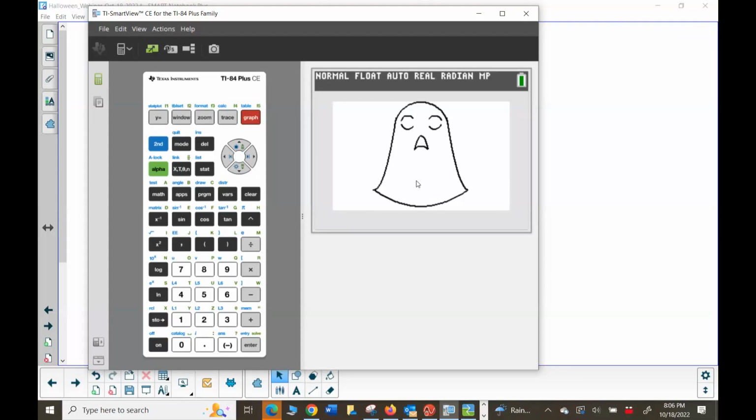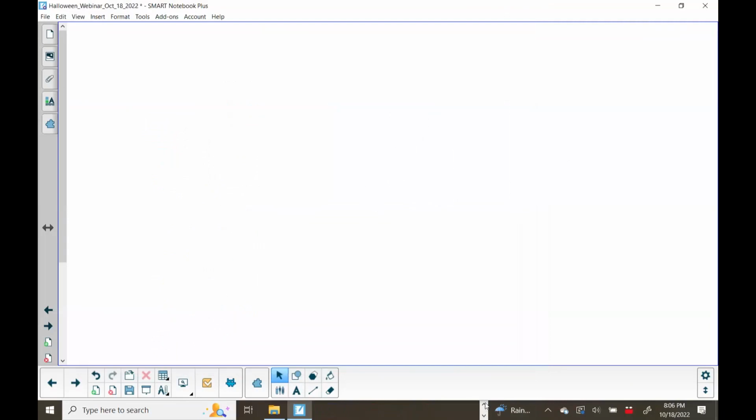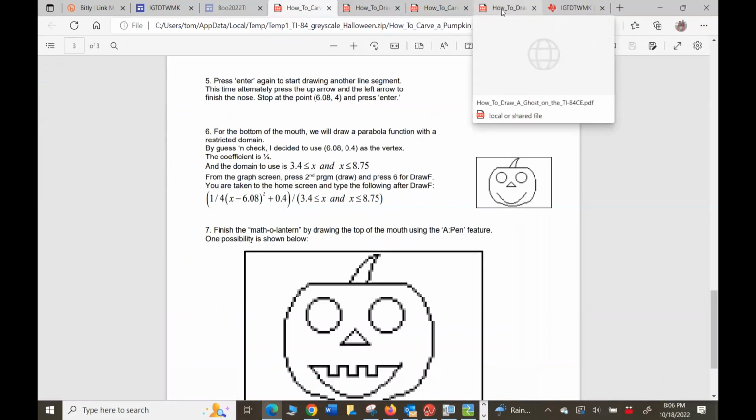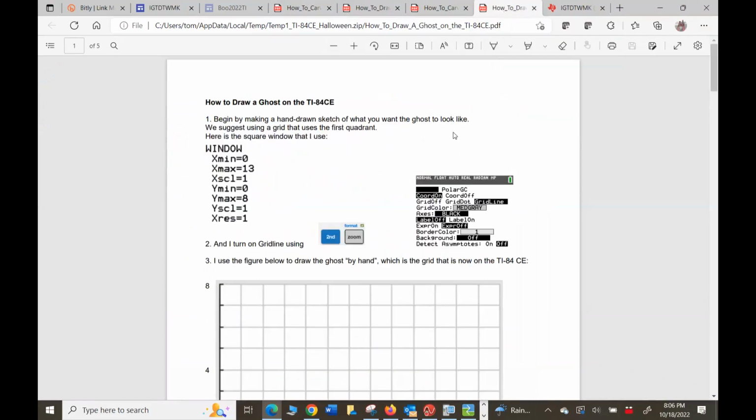Okay, we have that. And so I created a PDF that shows you how you can create not only this, but ones like it. And so let me bring that up. And let's see, 84 CE, how to draw a ghost on the TI-84 CE. I'm going to go through this kind of quickly, but it's all in here.